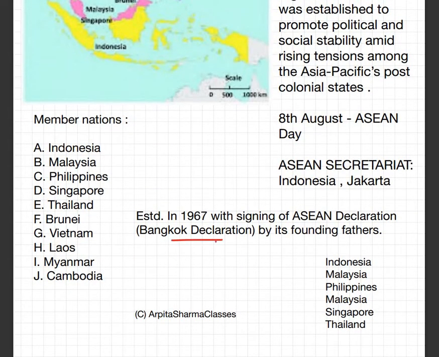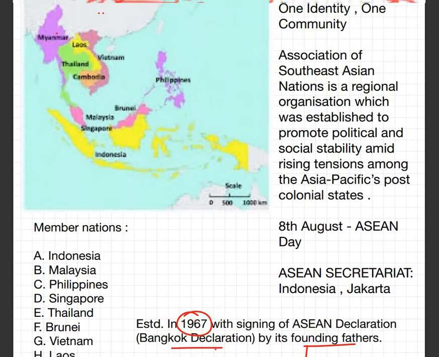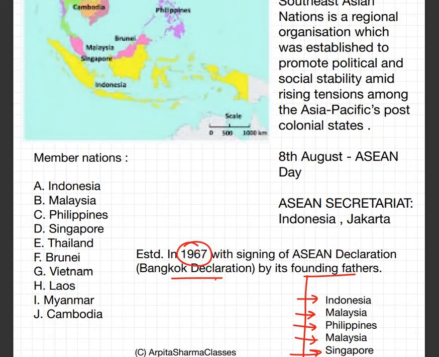Okay, now the member nations are Indonesia, Malaysia, Philippines, Singapore, Thailand, Brunei, Vietnam, Laos, Myanmar and Cambodia. And the Secretariat of ASEAN is in Jakarta, which is in Indonesia. And do you know 8th August every year is celebrated?